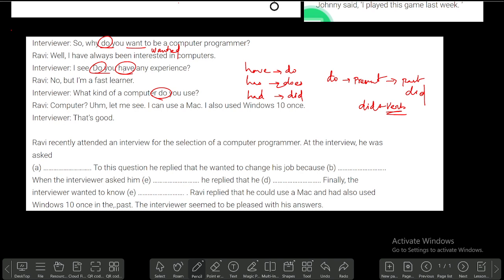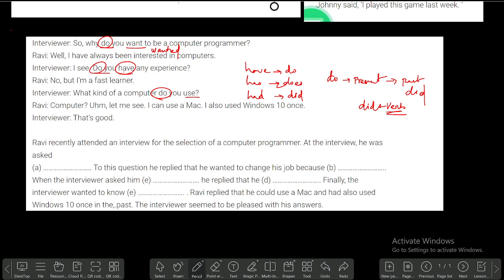Had. And the next most important thing: what kind of computer do you use? Again the same format, do plus verb. So definitely did plus use, what do we have to write? Use. That's it. When I went through your answers, these are quite common mistakes many of us have committed. Instead of did, some people have used does even. Already it's there in the present form, do.